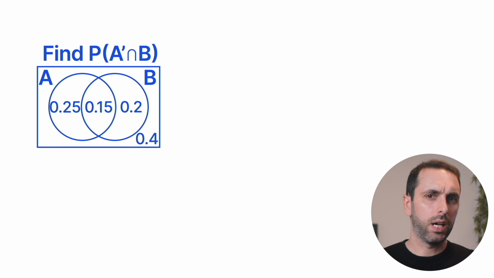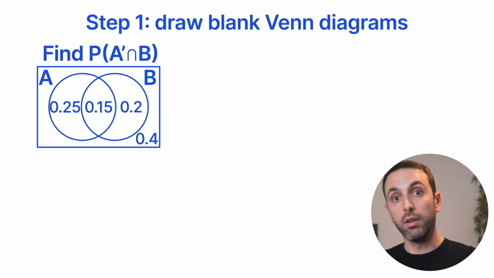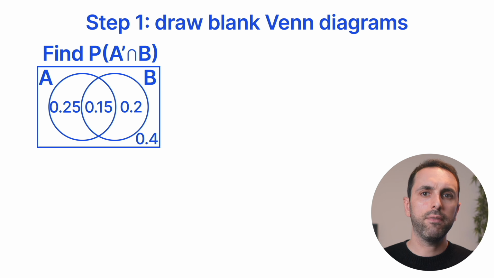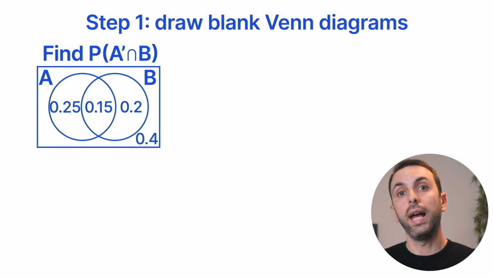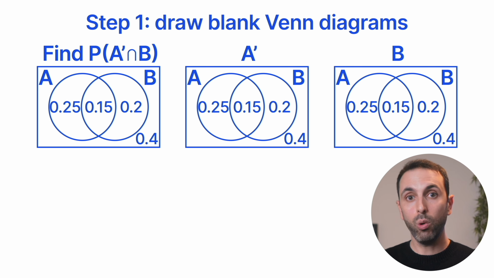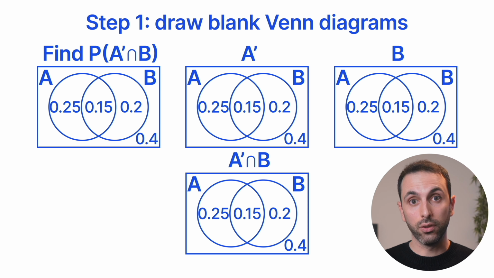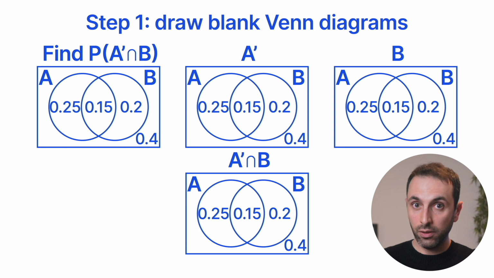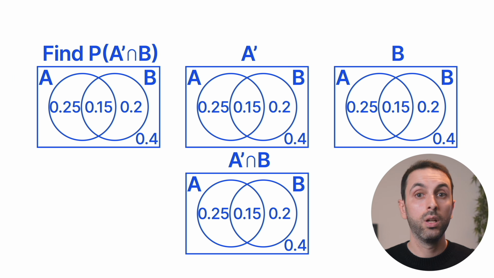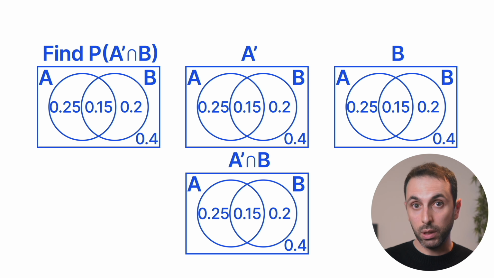In the first step, I like to start off by drawing separate blank Venn diagrams for the individual events and the final Venn diagram we want. I'm going to draw 3 Venn diagrams out, one for A complement, one for event B, and one for the actual answer we want, A complement intersect B. When doing these sketches, you can do this very roughly to save some time, so this really should only take a matter of seconds.